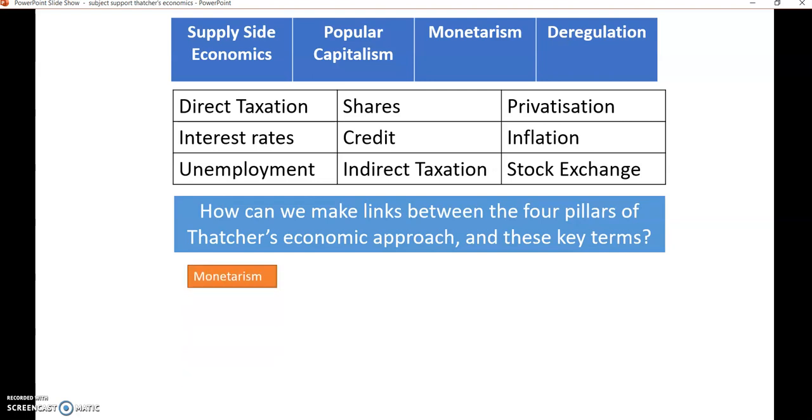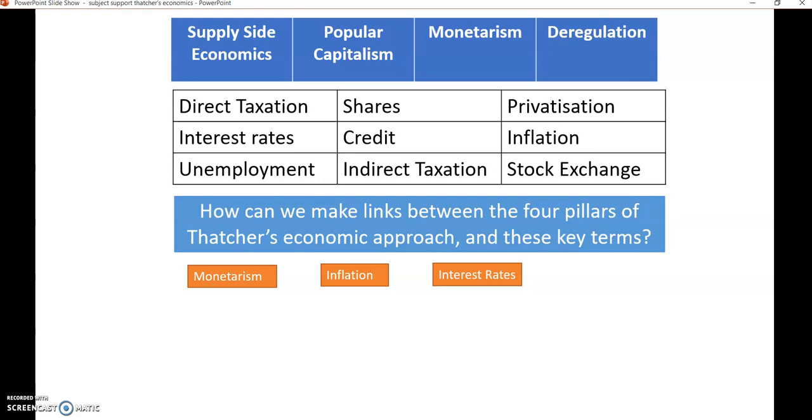So I've taken here monetarism. What would we link monetarism in? Well, hopefully you would have linked it firstly with inflation, because the purpose of monetarism, monetarist economic policy, was to control inflation. And that's why it's a rejection of Keynesian economics. Keynesian economics was about controlling unemployment. Monetarism is not. It's about how do we control rising inflation, which was the key economic problem of the 1970s.